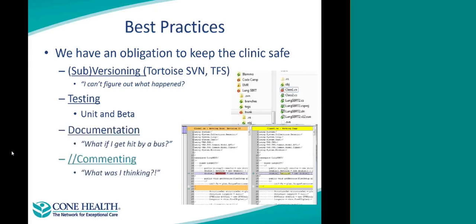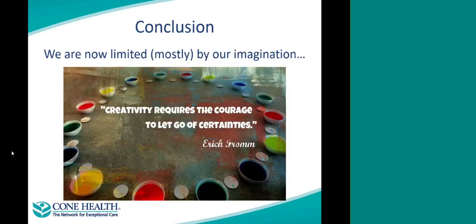And then documentation is really important. What if I get hit by a bus? What is the clinic going to do? So versioning, testing, and documentation are really important for best practices. And then also commenting is really great. Remember, the 2 forward slashes are things that help you go back and when you're reading your code say, man, what was I thinking when I wrote this way? Oh, here's some comments that help me get on my train of thought.